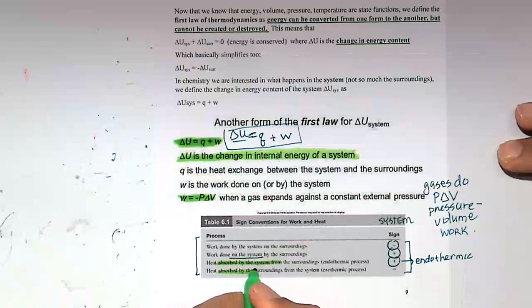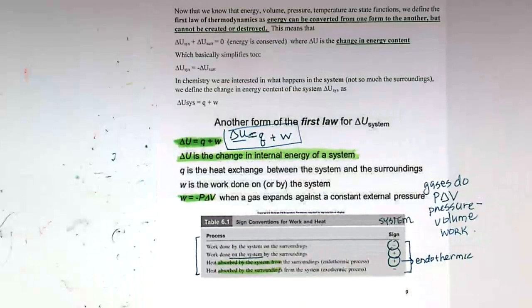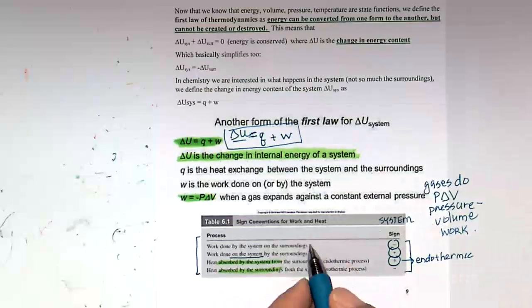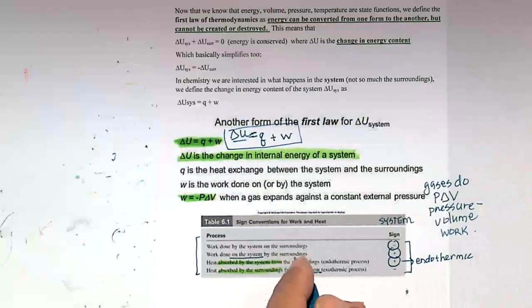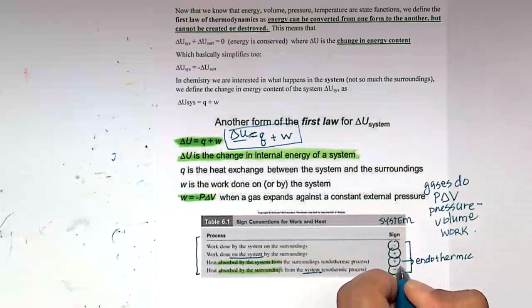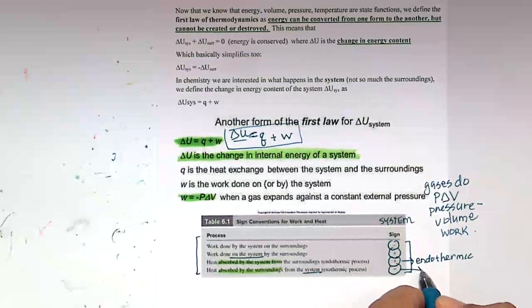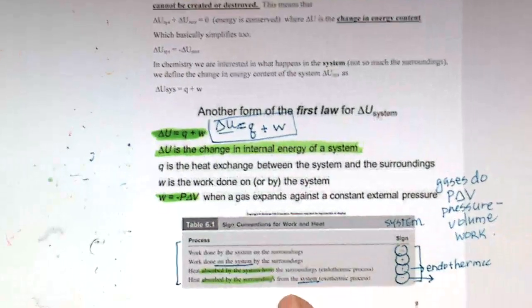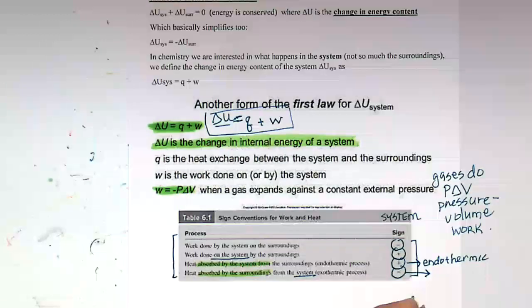Heat absorbed by the surroundings. If it's absorbed by the surroundings, who's releasing the heat? The system. So what's the sign for the system? Negative. And quick review, what is this type of reaction called? Exothermic.